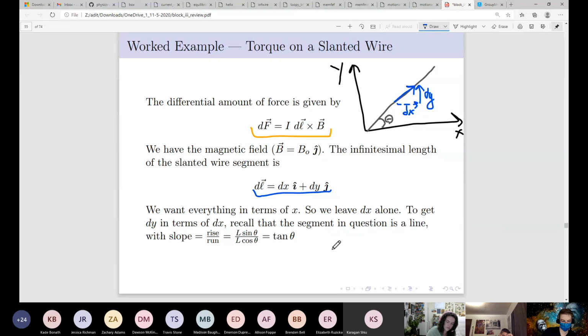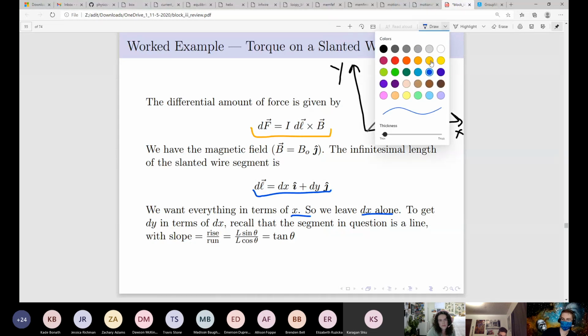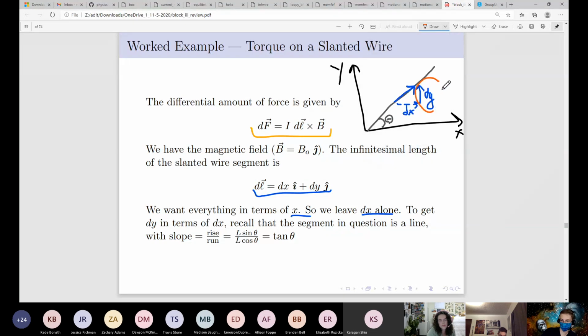As with the problem that Tyler just showed, we want everything in terms of x, because ultimately we're going to have to take an integral, so we need to express everything in terms of just one variable. X is usually the choice, so we'll leave dx by itself. But now we need some way to write dy in terms of dx, or in terms of x components. Well, we know that this dL vector is pointing along this line. So what if we had an equation for that line? Let's do that.